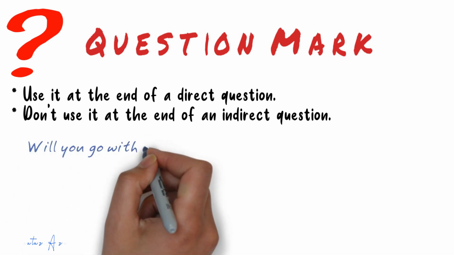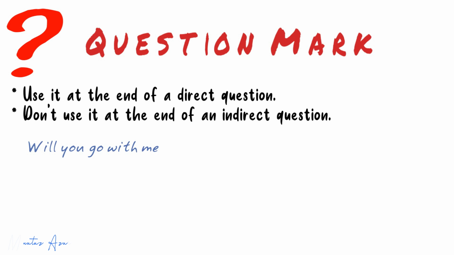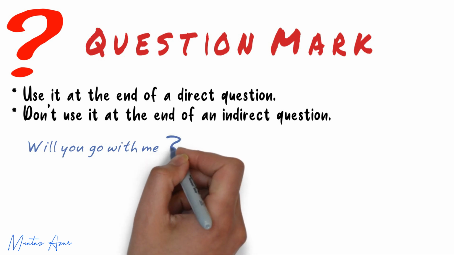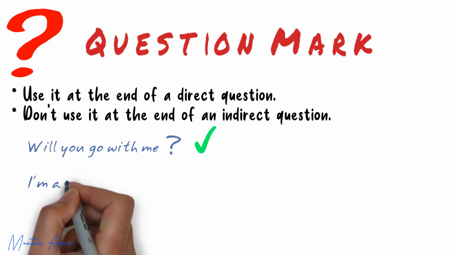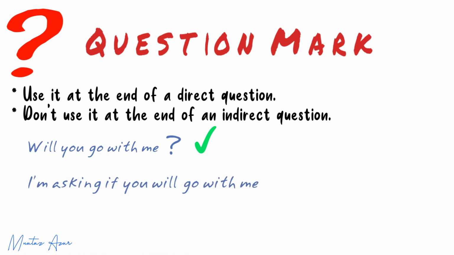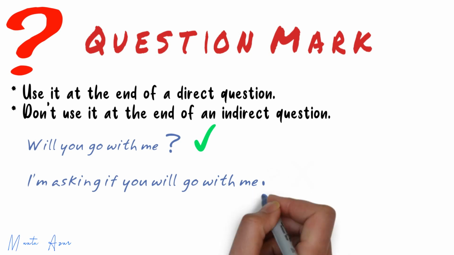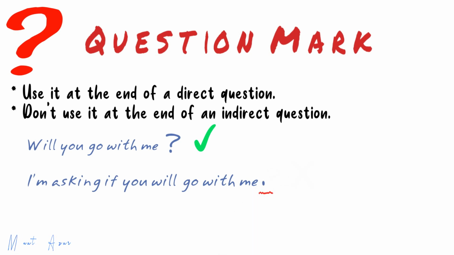Will you go with me? What should we put at the end? Yes, it starts with an auxiliary verb or a helping verb. So, it is a direct question and we end it with a question mark. I'm asking if you will go with me. What should we put at the end? No, this is not a question. It is a statement, so we should end it with a full stop. Let's look at a couple more examples.